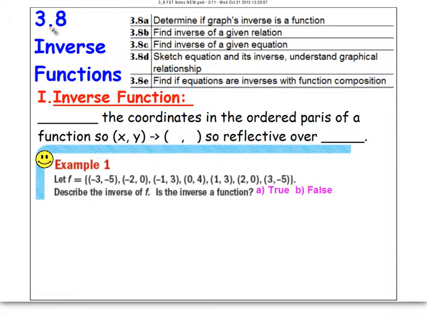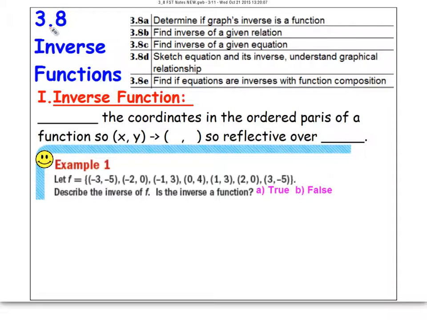Learning objectives B and C, we're going to find the inverse if we're given a relation, which is just a set of ordered pairs, or if we're given an equation.